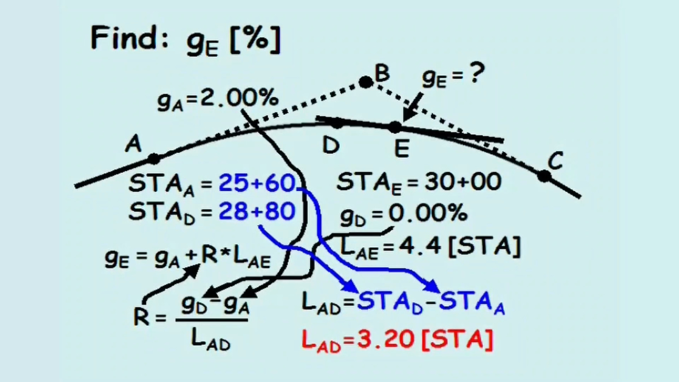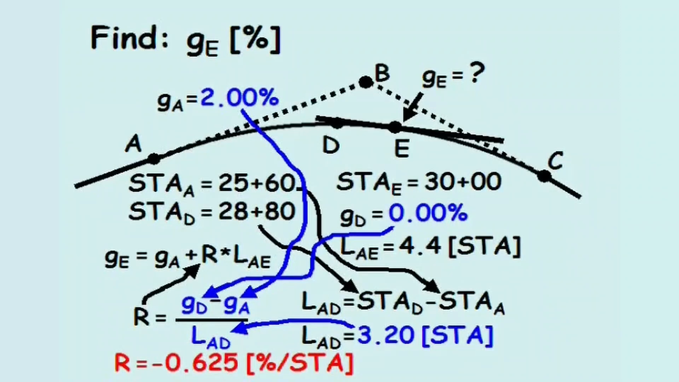Plugging in the variables for GD, GA, and L sub AD, the rate change of slope of the curve equals negative 0.625% per station.